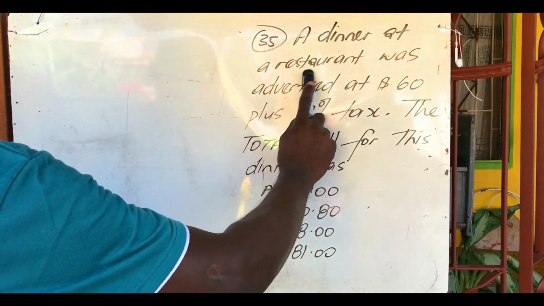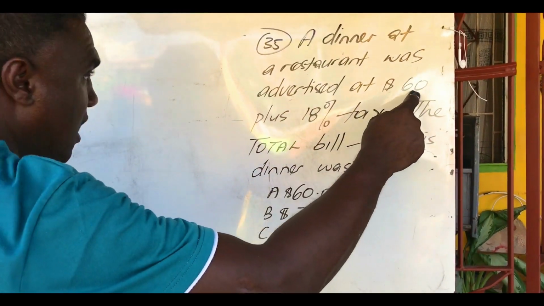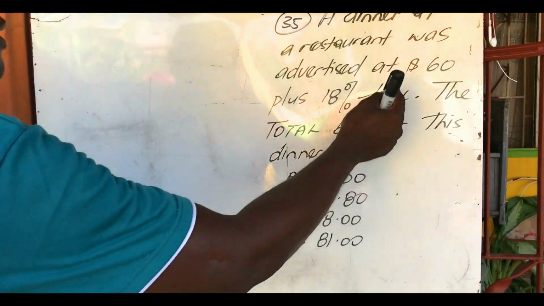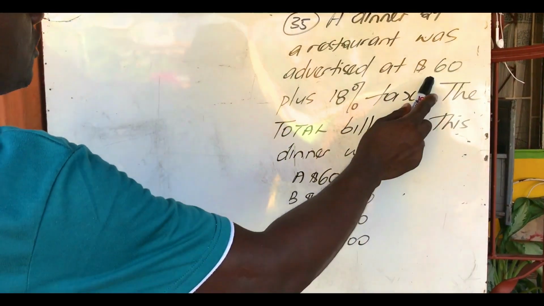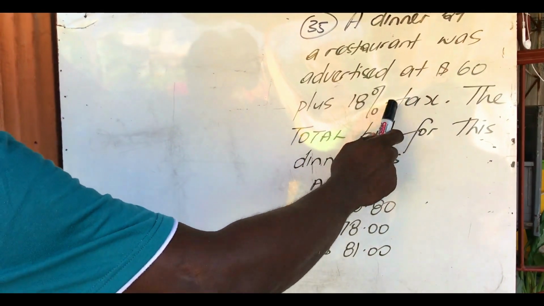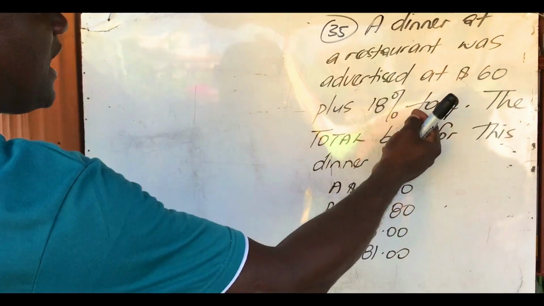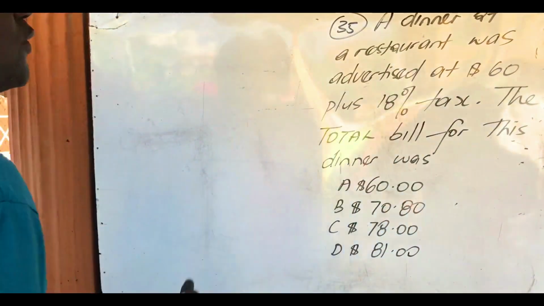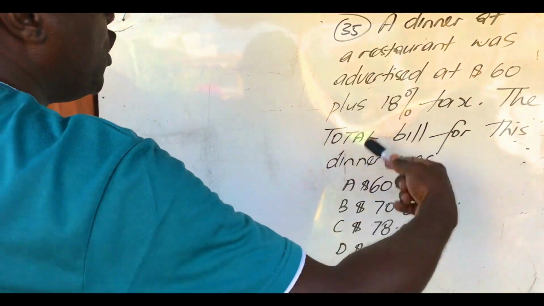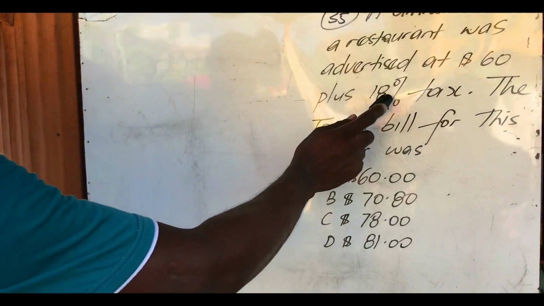A dinner at a restaurant was advertised at $60 plus 18% tax. In other words, when you sit down to eat, you are going to eat a dinner meal for $60, but then you have to pay tax. Now that tax will be collected by the person who owns the restaurant and passed over to the government. How much is that tax?